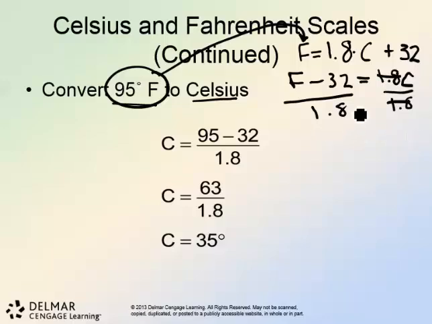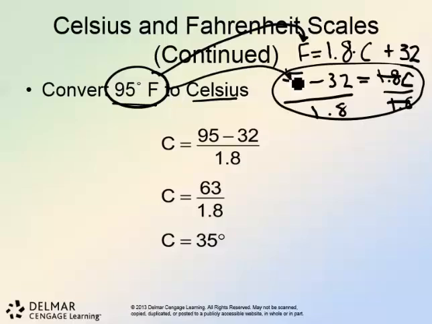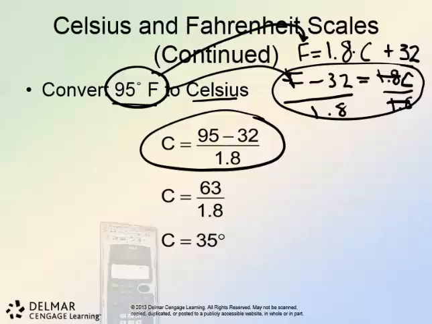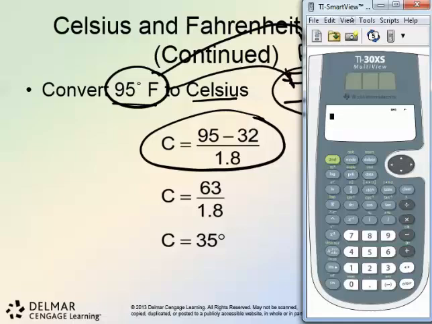So that's where we get Celsius is equal to the degrees Fahrenheit minus 32 divided by 1.8. And then what we do is we put 95 in for F. And that's what we have here. We have 95 minus 32 divided by 1.8. We have to subtract first, and then we divide the answer by 1.8. So let's see if we can look at that on our calculator.